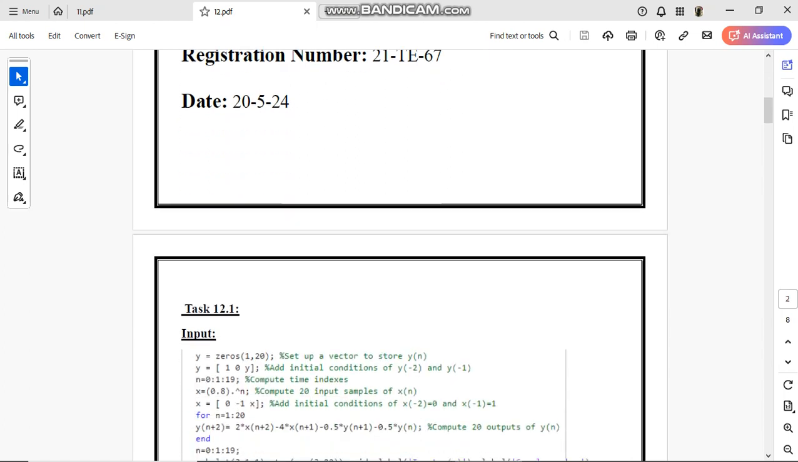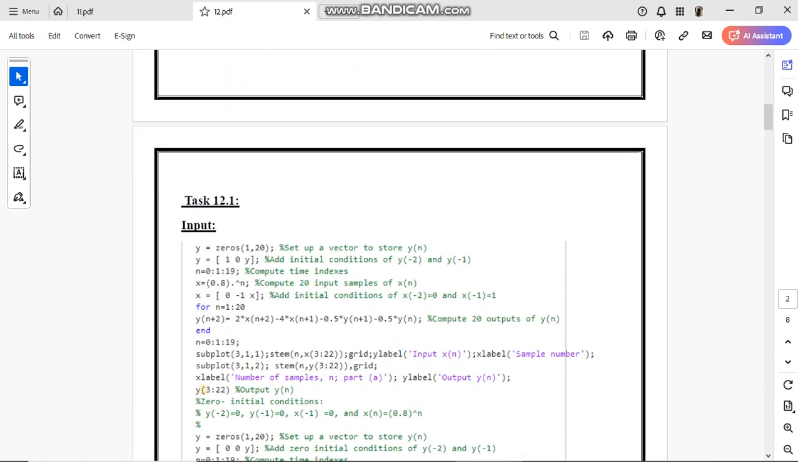Now let's start with task 12.1, where I have set up a vector to store y of n. Y is equal to zeros of 20, then I added the initial conditions of y minus 2 and y minus 1. Then I have computed the time indexes and then computed 20 input samples of x of n, then added the initial conditions of x minus 2 and x minus 1 equal to 1.